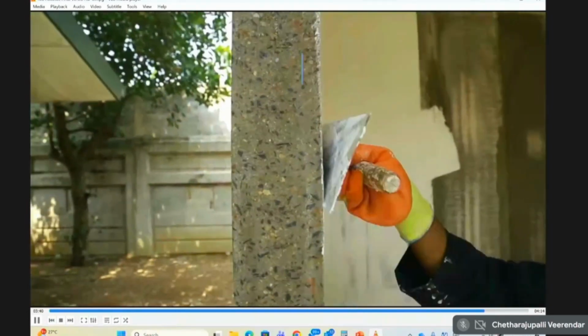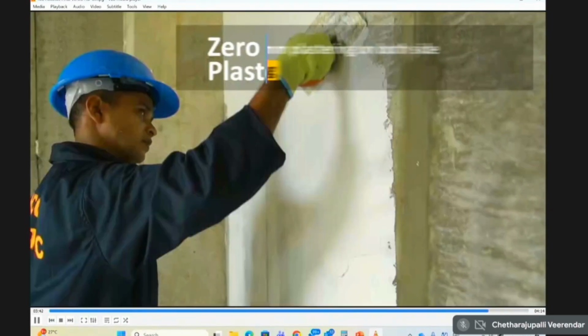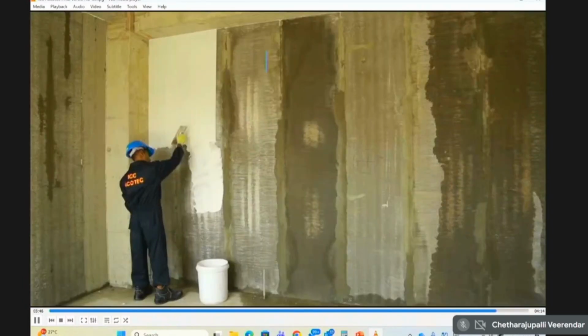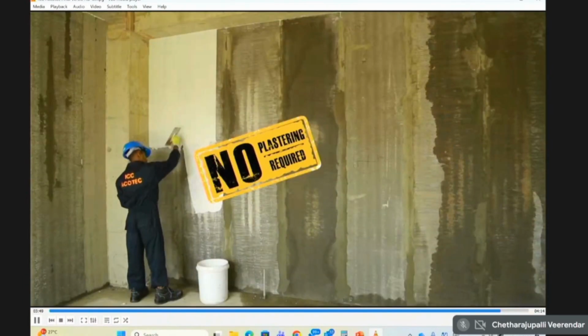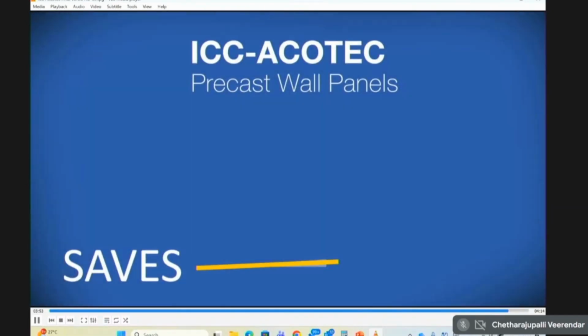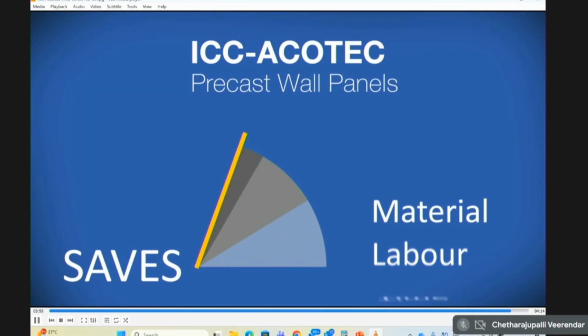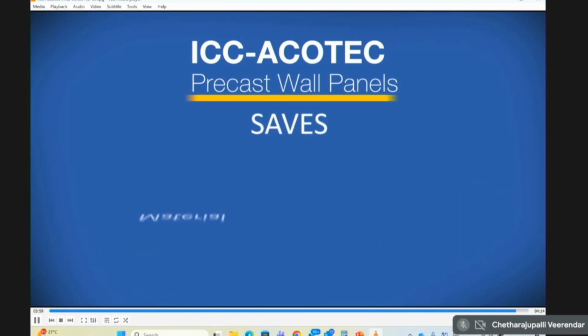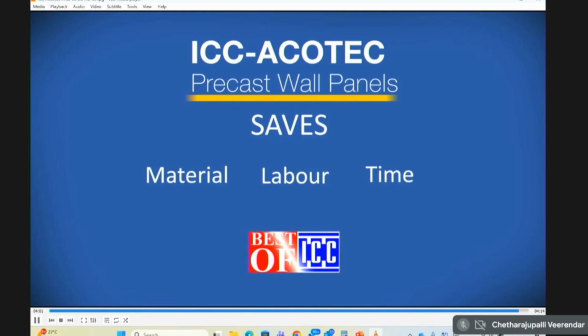Then you can cut open, you can chase the wall, and you only need putty and paint after this. What we know is that it is about 15 to 20% cheaper compared to block and brick walls. Just because you don't need much labor, second, it is very, very fast, and third, you don't need any plastering.